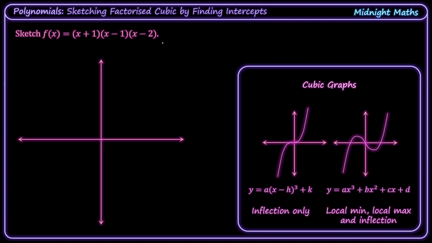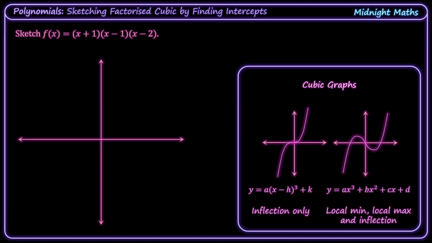Sketch the following factorized polynomial: x plus 1 times x minus 1 times x minus 2. We're moving on to sketching a different type of cubic graph, which we've mentioned earlier. The most basic type of cubic graph we've been able to draw using transformations looks like this, where there's just a point of inflection, and that's the only interesting thing about that curve.